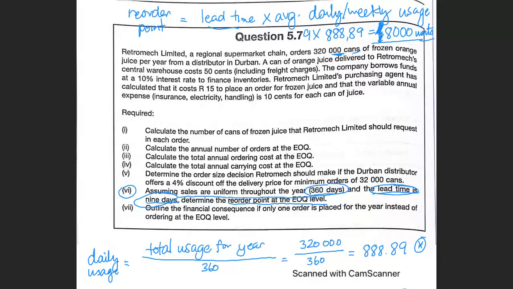Okay, then question 7 is saying, outline the financial consequences if only one order is placed during the year instead of ordering at the EOQ level. So please refer back to your solutions from the other day when we worked with this question. When we worked with it, we saw that if we ordered at the economic ordering quantity, we had an order cost of, let me just delete this.